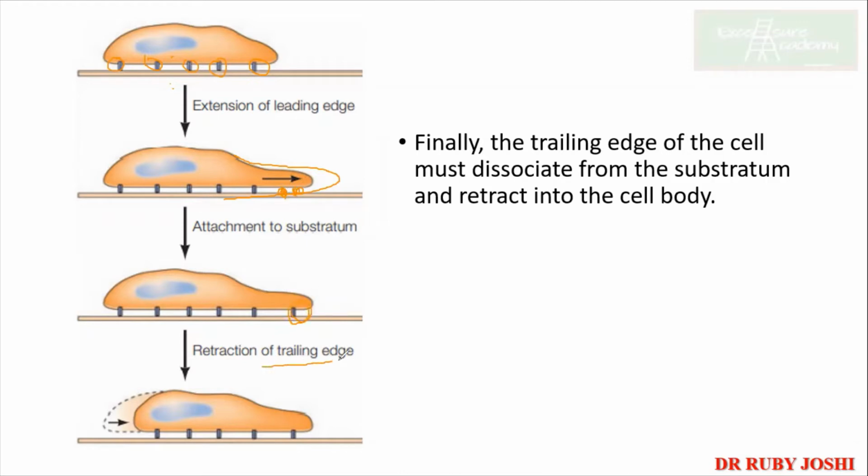And retraction of the trailing edge. What does it mean? Now it has to move forward, so obviously when it is making new interactions, at the back it is going to leave the previous interactions, correct? Here they will start losing these connections, and here they will start making new connections. Eventually more surface will come like this, and here it will become like this. So your cell is moving forward. Okay, did everyone get this point?